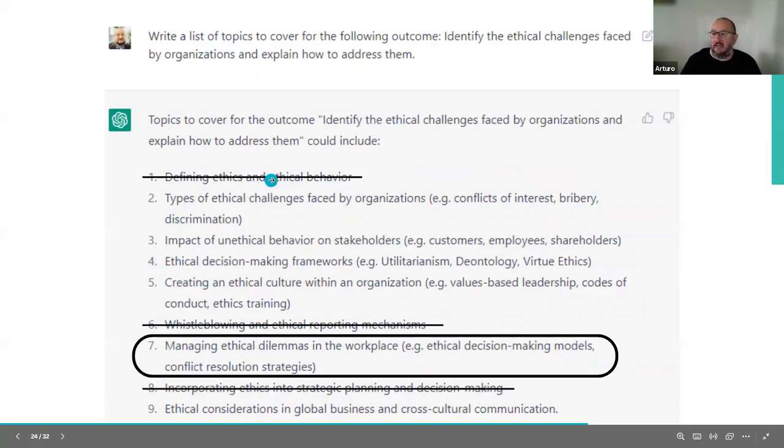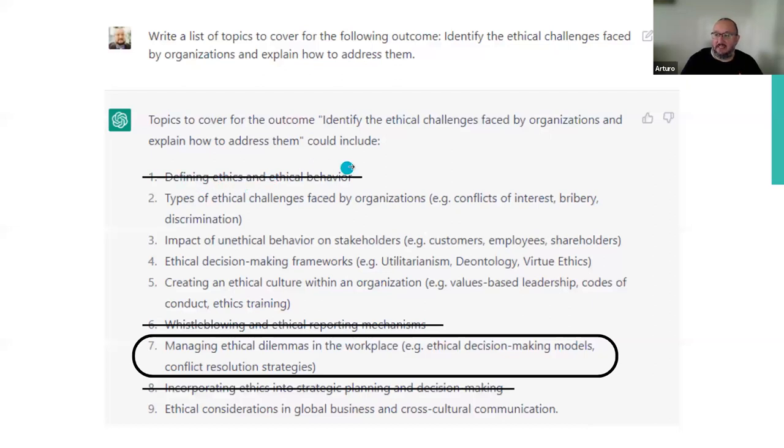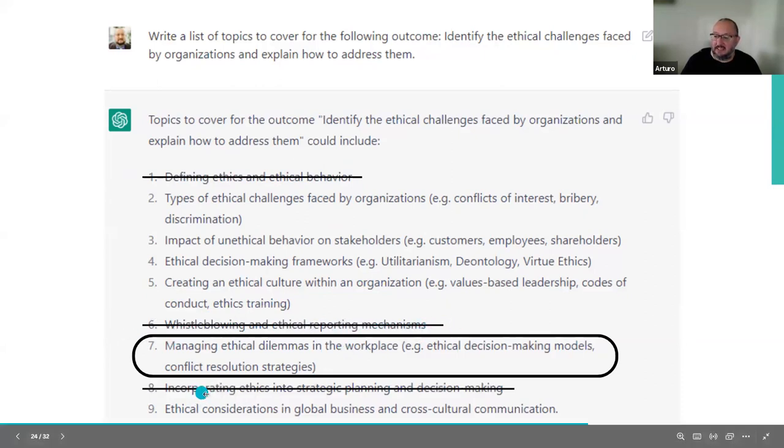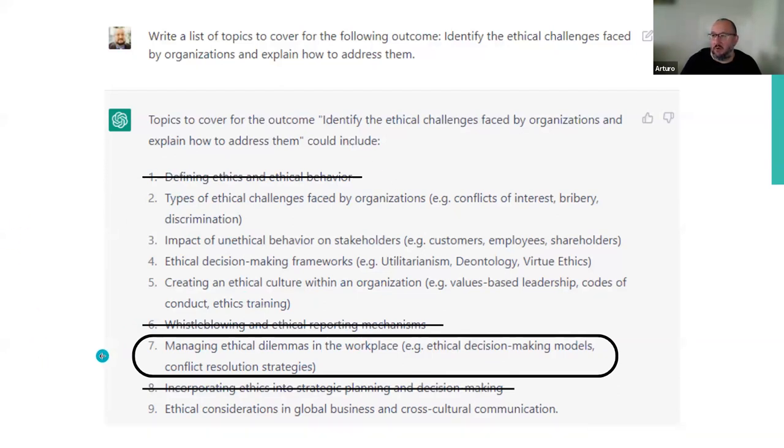And I know as the expert that there's a whole chapter on ethics. So I don't like that first one. Whistleblowing and ethical reporting mechanisms is something that I wouldn't use in this context. Incorporating ethics, again, there's a whole chapter on ethics. So as the expert, I cut out certain aspects of these topics that I found maybe not appropriate for this group. Again, AI is not doing everything for me. I'm assessing it, I'm changing it. I'm identifying things that I wouldn't do as the instructor, and I'm making changes.